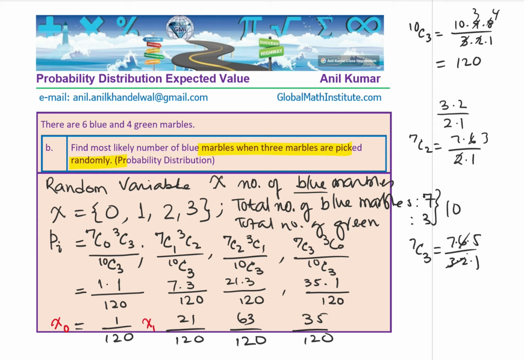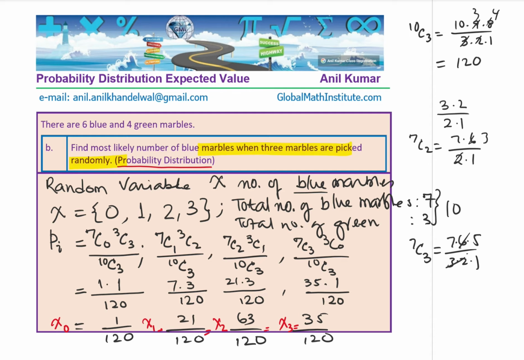This is x1, this is x2, and this is x3, right? So these are their probabilities. That's what we call a probability distribution. The probability of getting no blue is 1 out of 120. The probability of getting just one blue out of the 3 from this set of 10 is 21 over 120. For 2 it is 63 over 120, and for all 3 it is 35 over 120.